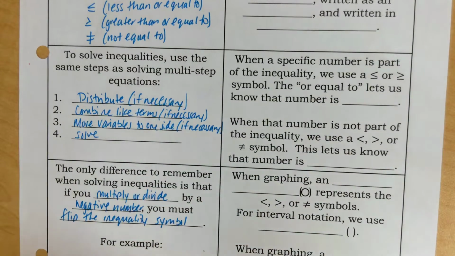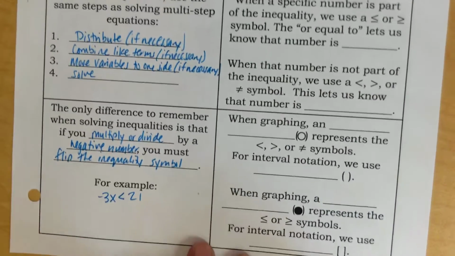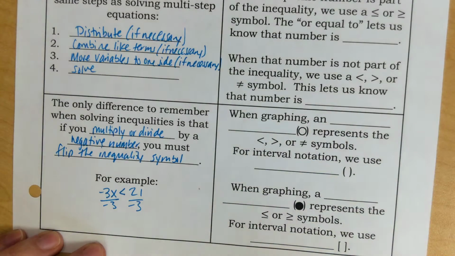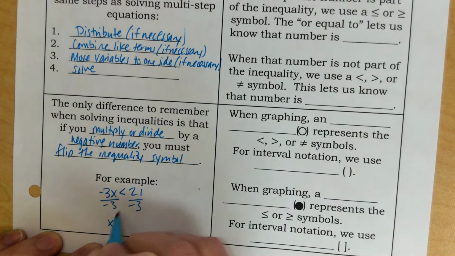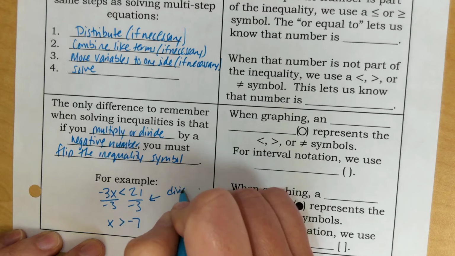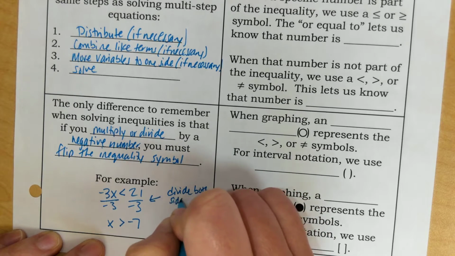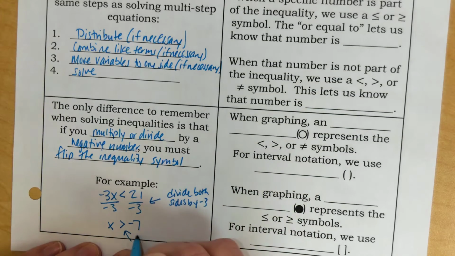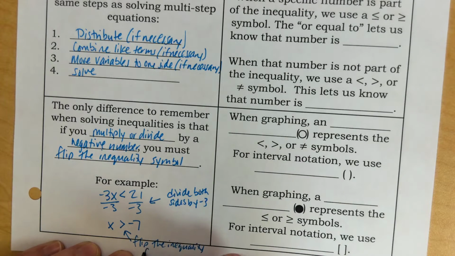So looking at just a very simple example, negative 3x is less than 21. To solve this, we know that we need to divide both sides by negative 3. When we do that, we have to flip this less than symbol to a greater than symbol. So here, notice we divide both sides by negative 3, and so here, notice we flip the inequality symbol from a less than to a greater than symbol.